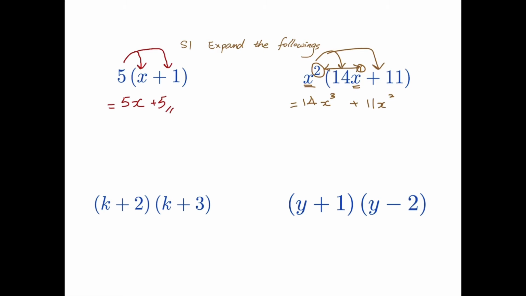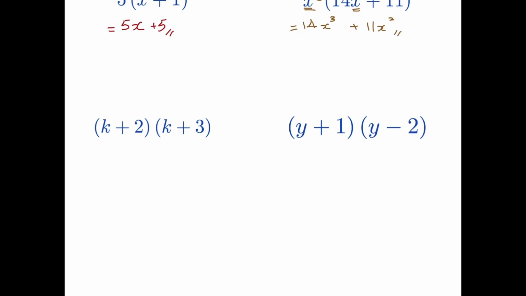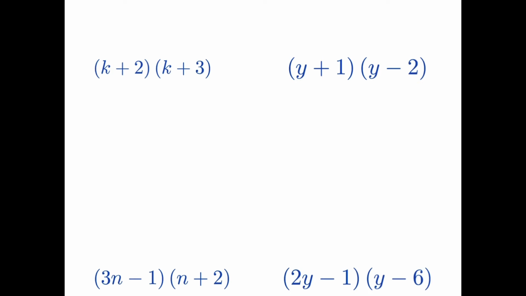Now can we further expand it? Let's see. This side, it's x cubed, and this one is x squared. They're not the same, so they're not like terms, so you can't add or minus them. So that's why this is your final answer as well. Let's continue. We have 6 questions in total for this video.